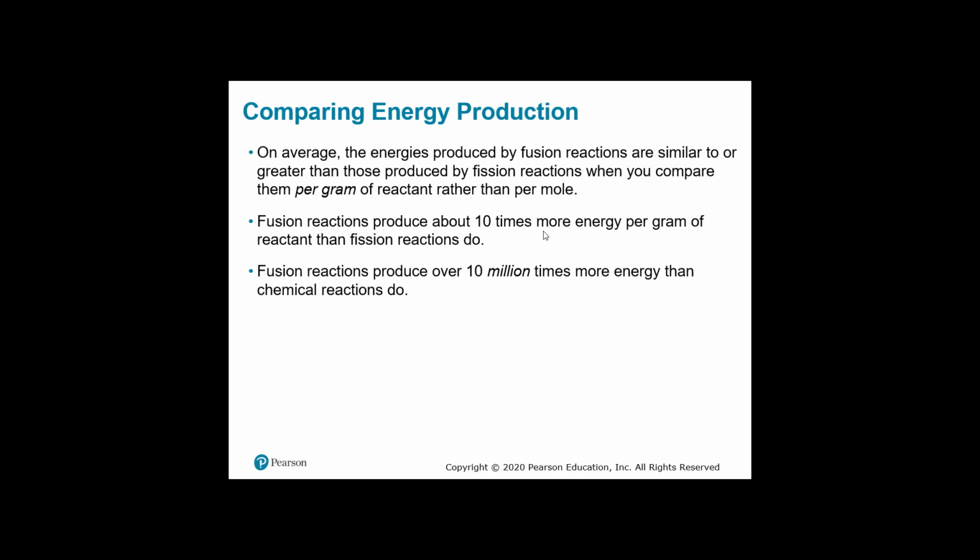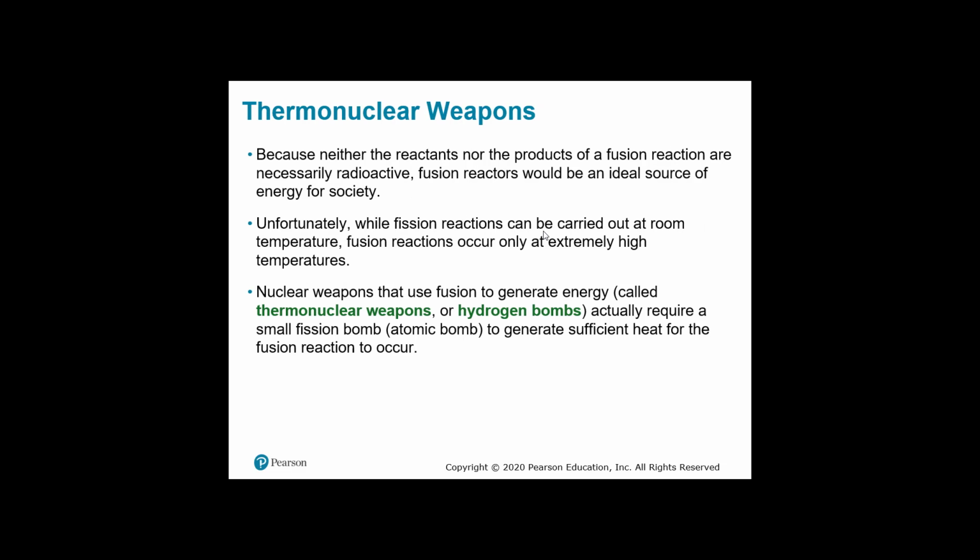Okay, so comparing energy production, on average, the energies produced by fusion reactions are similar to or greater than fission reactions, and they are when you compare them per gram. So they have more energy per gram, and we look at it as per gram rather than per mole, than fission. Fusion reactions produce 10 times more energy per gram than fission reactions do. Fusion reactions produce over 10 million times more energy than chemical reactions. That sounds great, right? You have to remember, we're dealing with the sun and the stars, so because neither the reactants nor the products of fusion reactions are necessarily radioactive, fusion reactors would be an ideal source of energy.